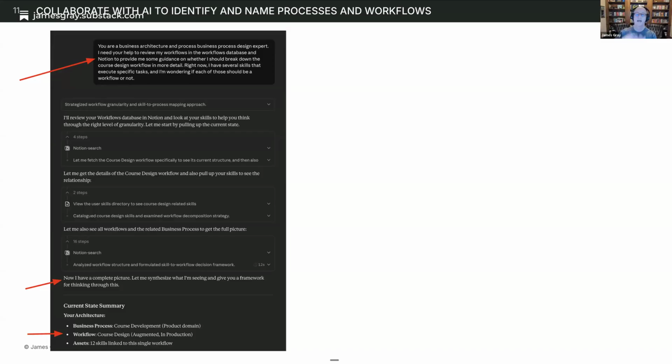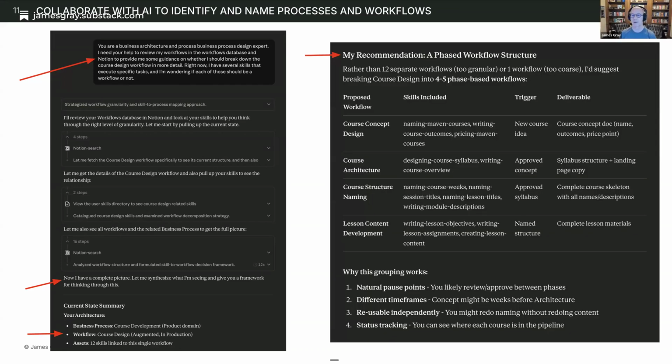So what am I doing? I'm collaborating with Claude. I need your help. I'm looking at this workflow. I don't really know if it's too big, too small. And what did it do, right? It read the metadata out of my Notion database, which is my cataloging system. And again, I'm going to show you an example. And then what did it do? It said, "Hey, now that I have a complete picture of this thing," it came back with a recommendation. I didn't make this up, but it knows enough about me and the work that I do, and said, "Oh, hey, James, this thing is too big. What I recommend is that you break it down into these 4 workflows that have very specific deliverables."